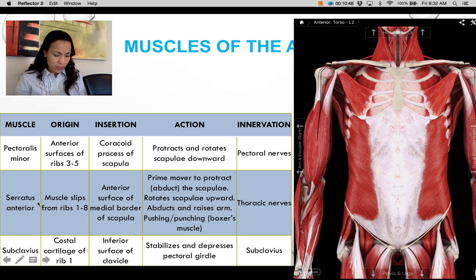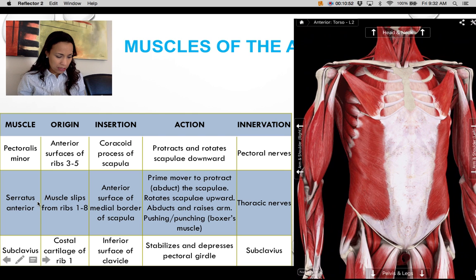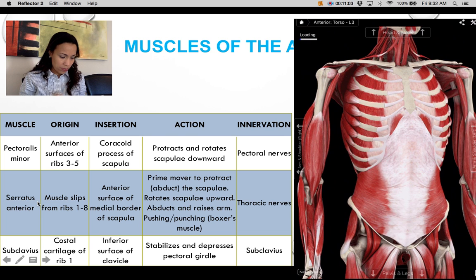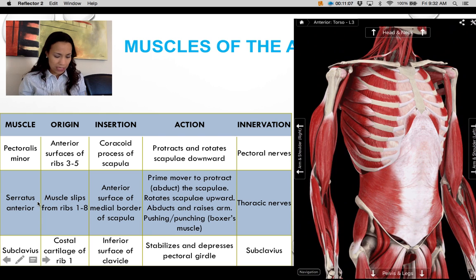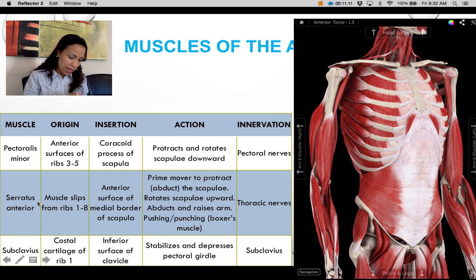Serratus Anterior. Let's see the Serratus Anterior. I'm going to put this a little bit like that, so we can see the origins on the ribs. Let me see if I remove the Pectoralis Minor. Perfect. I removed the Pectoralis Minor so we can see the entire Serratus Anterior. And I have here the first rib, second, third, fourth, fifth, seventh, eighth, ninth.